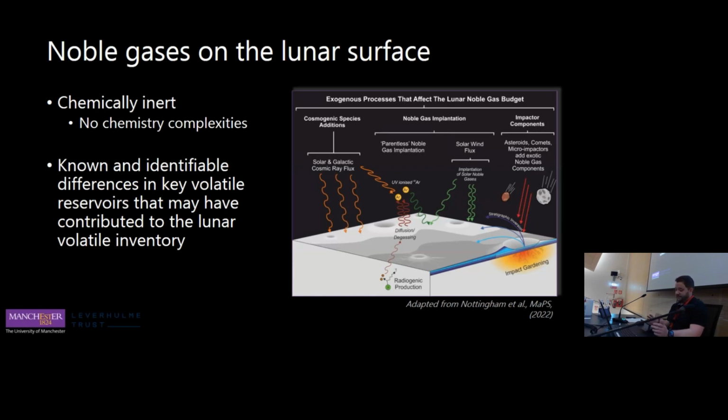Further to all of that is the amount of complementary science that you can also carry out using these systems. However, as this figure shows, they're not without their own drawbacks. The illustration shows how complicated some of these processes that can modify the noble gas inventories of samples can be.